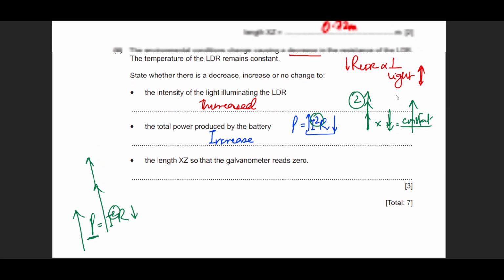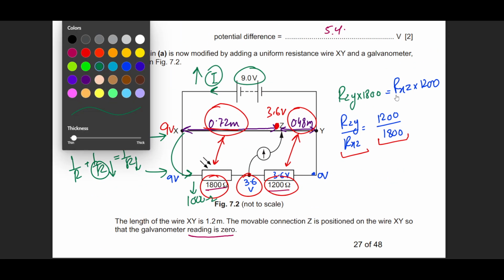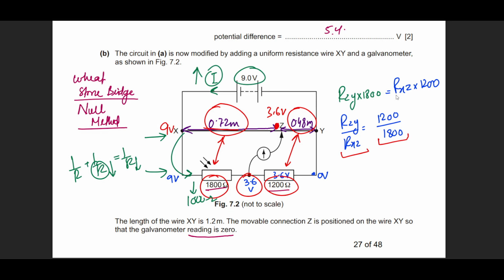Now this is tricky. He says, what will happen if the LDR's resistance decreases? You see, as I've discussed before, the ratio of these resistances, even after solving, came out to be the same, right? Now, if the resistance of the LDR has decreased, that means that the balance point will change. Most definitely it will change.